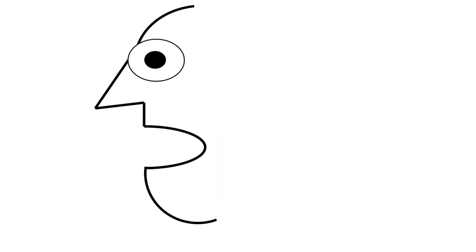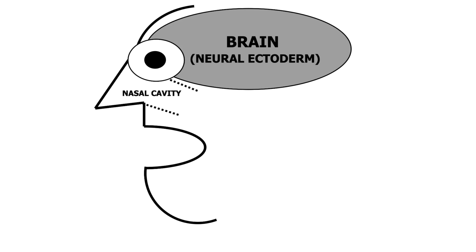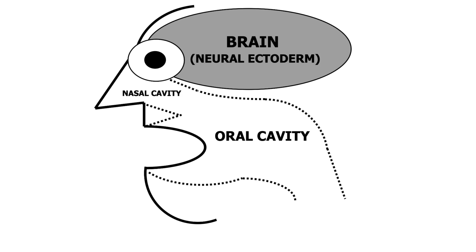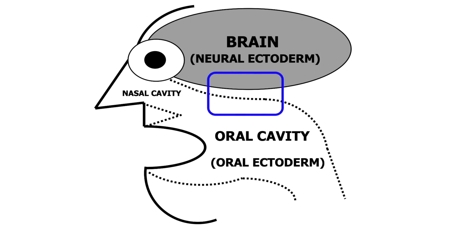So we saw that in this cross section of a human baby, this is where his brain is going to develop, which develops from the neural ectoderm. This is where his nasal cavity and oral cavity will develop. They will develop from the oral ectoderm, and somewhere here you will have the pituitary gland. So basically, if I was to magnify the blue box that you see, there is the upper part, which is the neural ectoderm, and there is a lower part, which is the oral ectoderm.